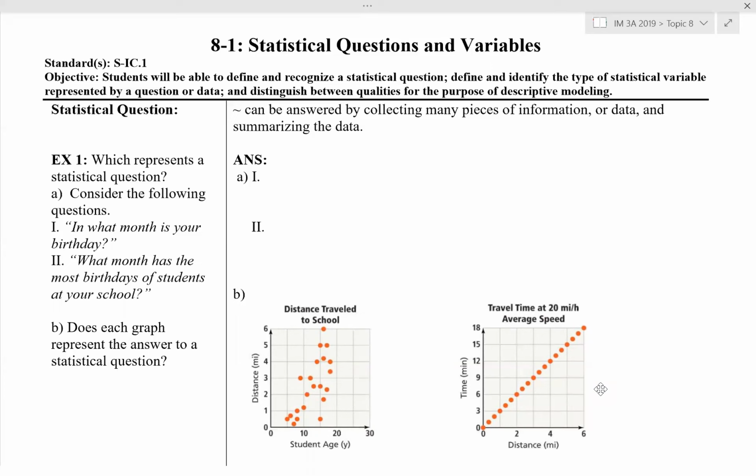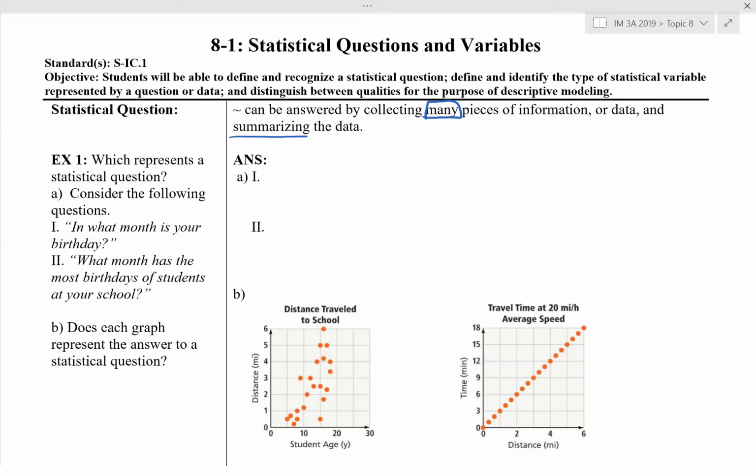For the first item, we're going to talk about statistical questions. A statistical question is something that can be answered by collecting many pieces of information, and the key there is many of them. We're collecting this data and then using that to summarize. So we're doing something to find a value to represent it or finding percentages to summarize that data. In the first problem, we're given 2 questions and then 2 data distributions, so 2 graphs, and we're asked to compare whether they can be statistical questions or not.